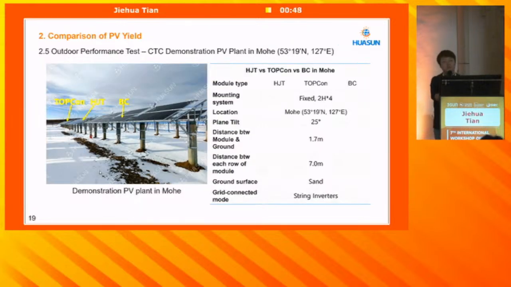Mohe is in the north of China with very low temperature. We can see the yield in this plant at the same time compared to BC. HJT has 1.96% gain, 0.9% for TOPCon.